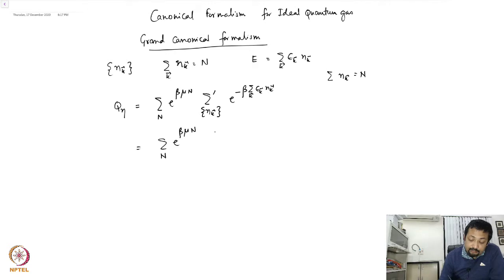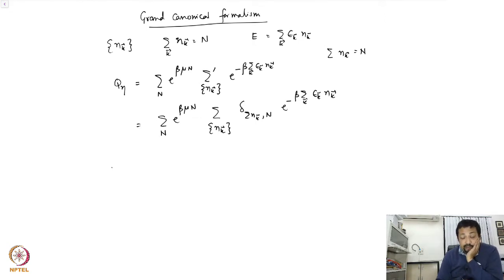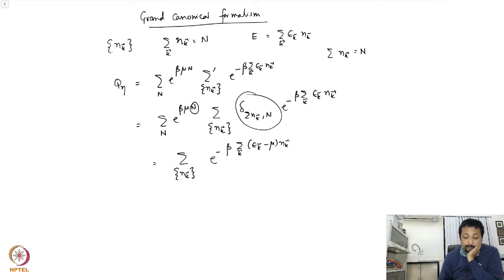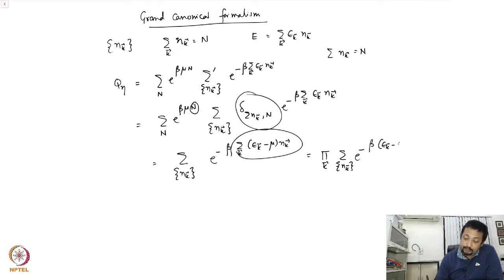One can convert this restricted sum into an unrestricted sum by introducing a delta function. Now we carry out the sum over N first and take care of this delta function and replace the N by the sum over n_k, so that I have the sum over n_k, the unrestricted sum, of e to the power minus beta times the sum over k of (epsilon_k minus mu) n_k. This sum over k becomes a product because it's in the exponential, and we take it out and rewrite our partition function in this way: the product over k of the sum over n_k of e to the power minus beta (epsilon_k minus mu) n_k.